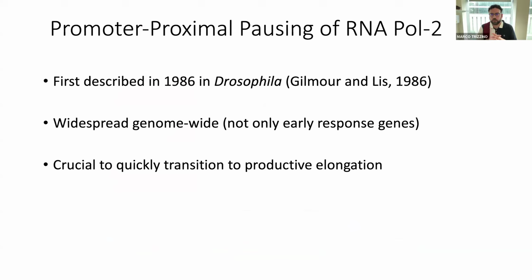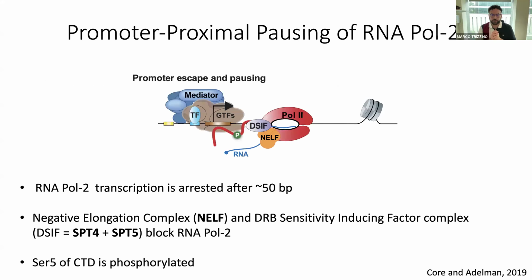And what's really important in this process is understanding what specifically RNA POL2 promoter proximal pausing is, which is a mechanism that keeps the POL2 stuck at a specific site during transcription. It was discovered in 1986 in Drosophila, but it's widespread everywhere in eukaryotes, basically. It was discovered in early response genes, but now we know that it's widespread genome-wide as well. And it's crucial to be able to transition quickly and productively from initiation to elongation. And I'll show you in a moment how this works.